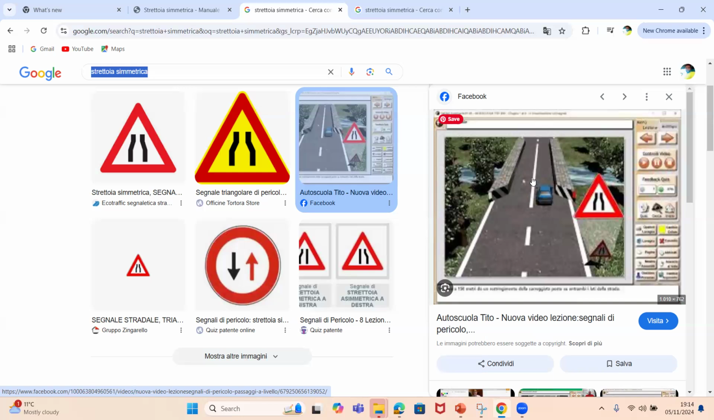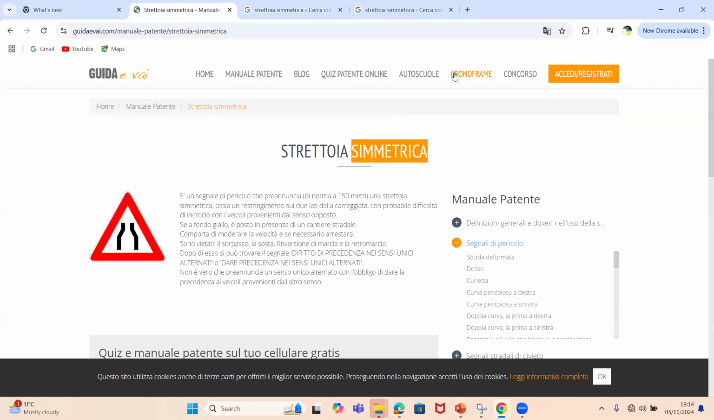Is it clear now? So this Strettoia Simmetrica also means that before, the road was doppio senso, cars go here, cars come here. Now, only in this particular situation, when you arrive at that particular obstacle, that road, momentarily, is now a senso unico. Only momentarily. Is it clear now, guys? Okay, let's continue, guys. Is there any question so far?